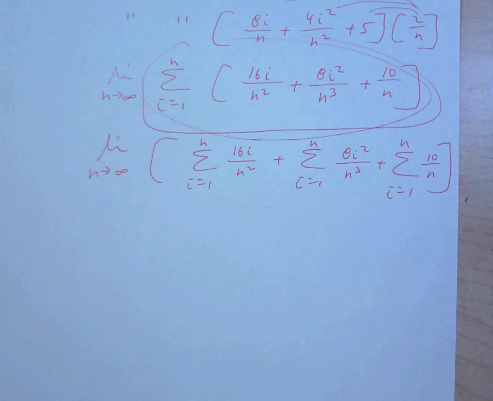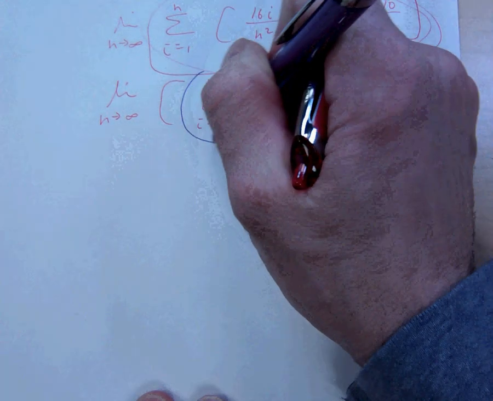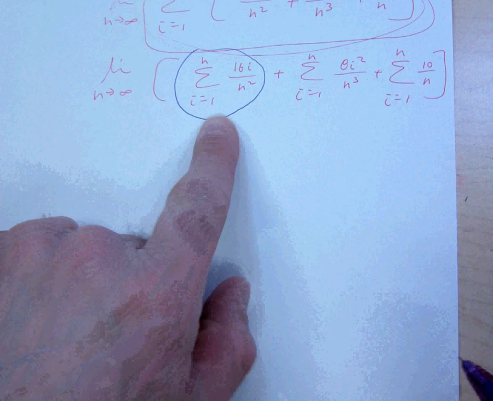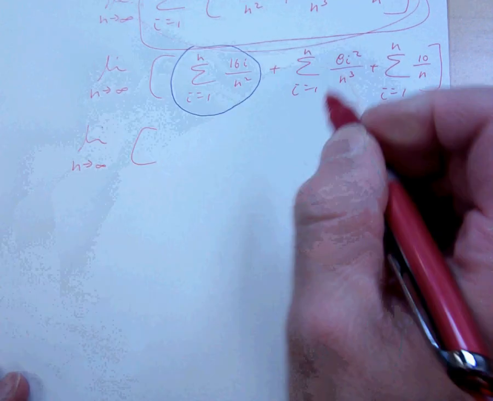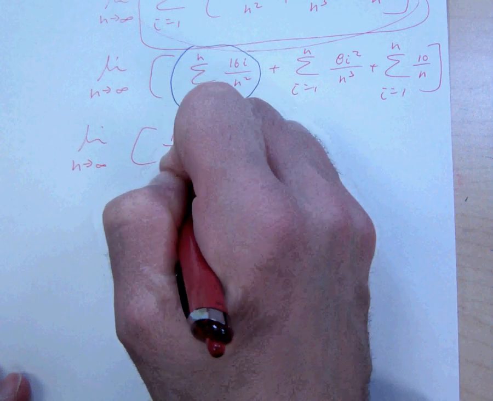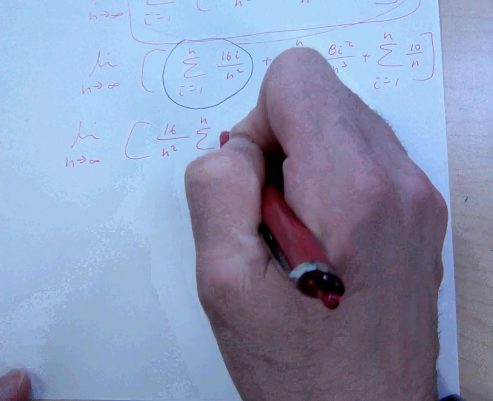All right, now, look at each of these summations. What's a constant there, guys? What's a constant that I can pull out of that summation? A 16 over n squared. That leaves me with that, doesn't it?